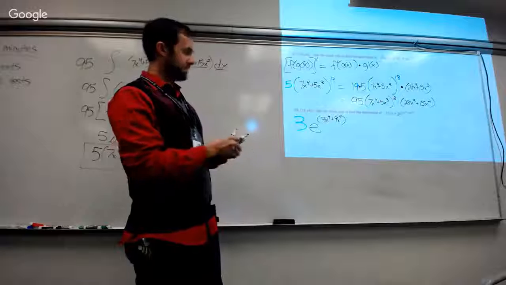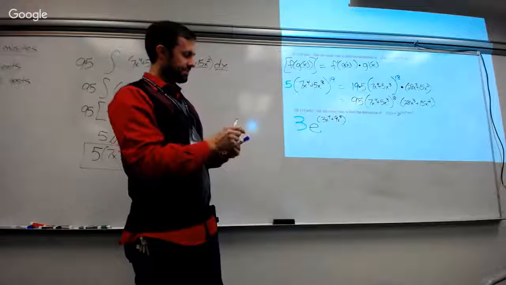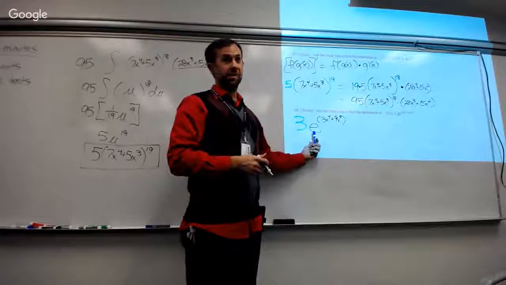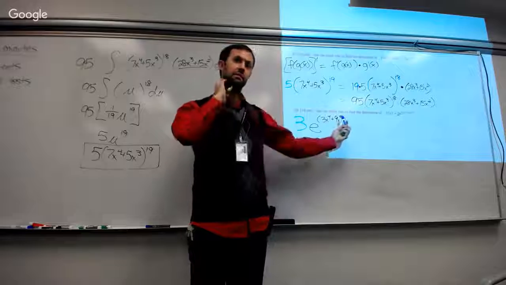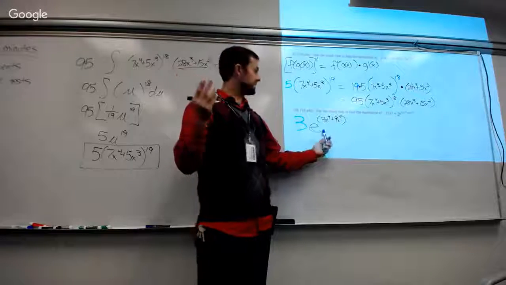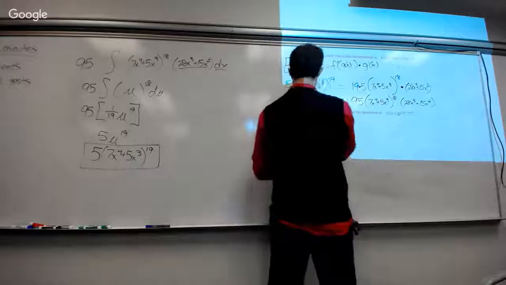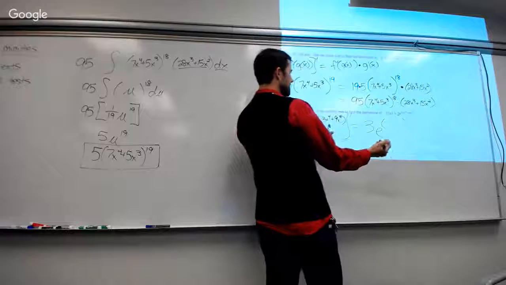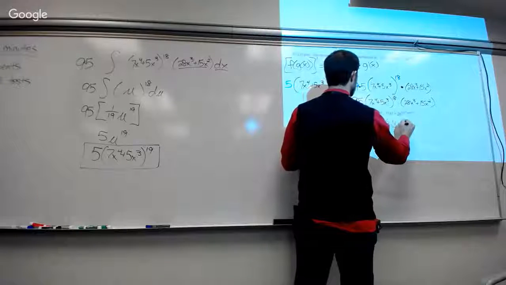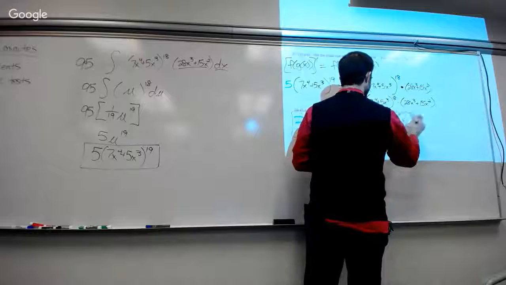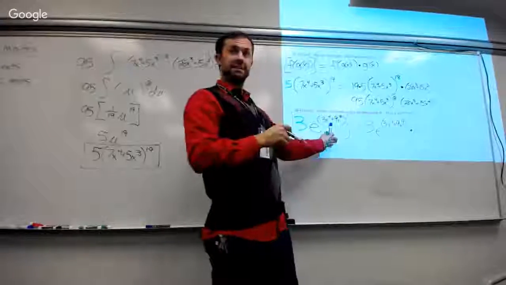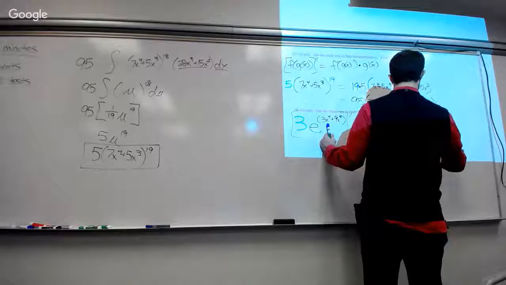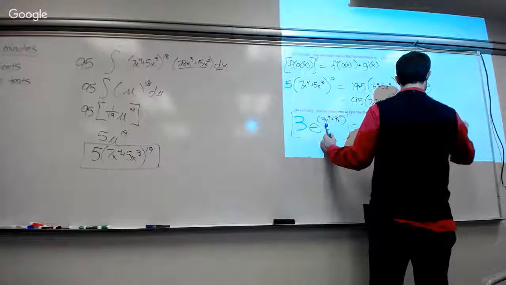Okay, so now how do we take the derivative of this? How does the chain rule work again? You take the derivative of the outside function, and what's the derivative of e to the? The derivative of e to the is e to the. So the derivative is 3 e to the, and you leave the inside alone, so 3x to the 4th plus 9x to the 9th, times what? The derivative of the inside function, which is what? 12x cubed plus 81x to the 8th.